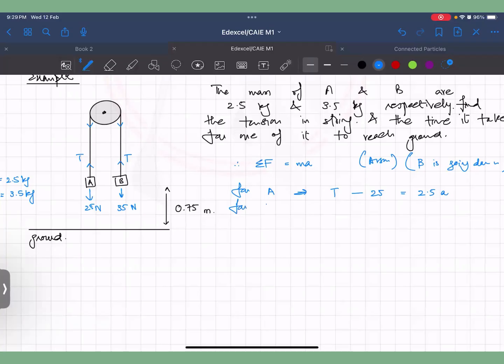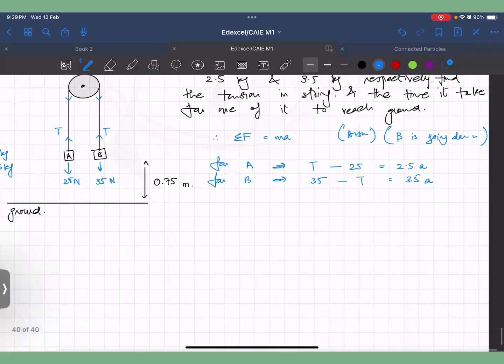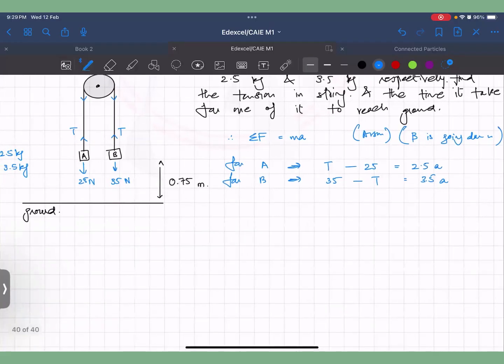And for B, now we know that B is going down, so the weight component is greater than the tension. That's why the resultant force is downward, and that's why the acceleration would be downward. So 35 minus T is equal to 3.5 A. So we have got the two equations. If you can find these equations correctly, then the rest of it is a piece of cake. Now you solve them simultaneously.